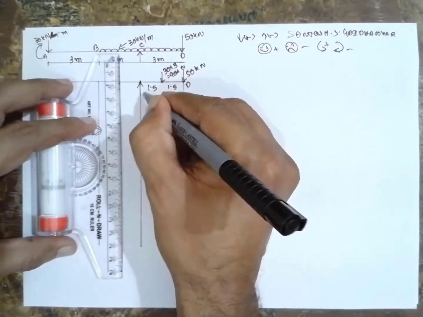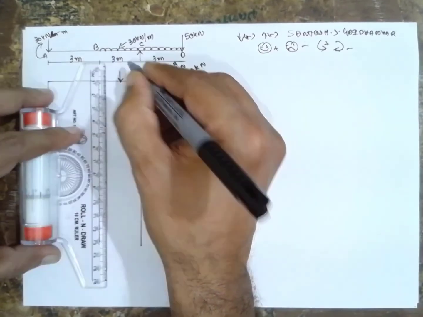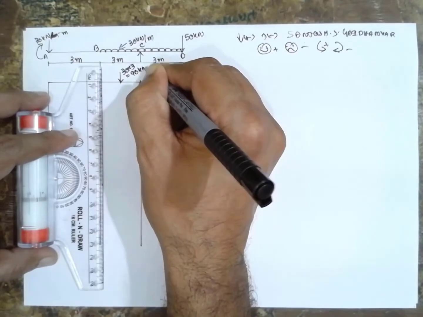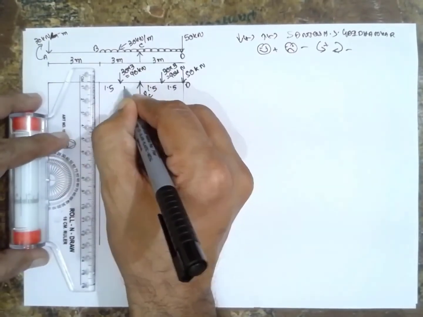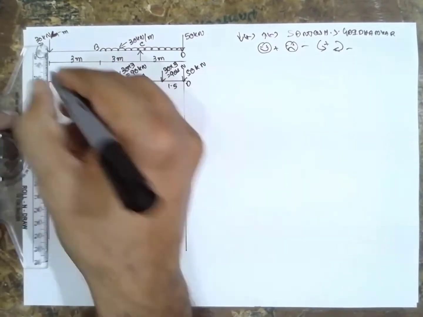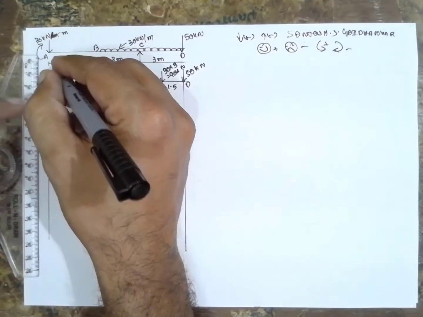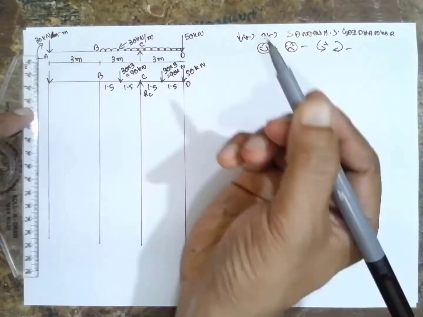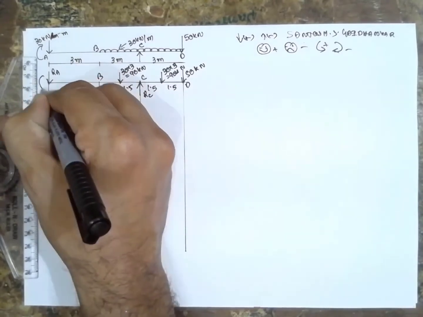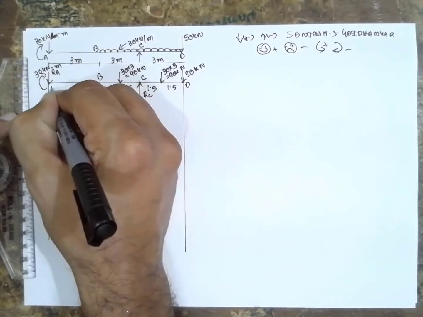This is the reaction you have to find out, RC. And exactly at the center here, 30 into 3, which is nothing but 90 kilonewton. 1.5 this side, 1.5 this side. This is B, this is C. This is arrow downward, which is the reaction we have to find out. That is RA we have to find out, and there is a couple 30 kilonewton meter. This is A.